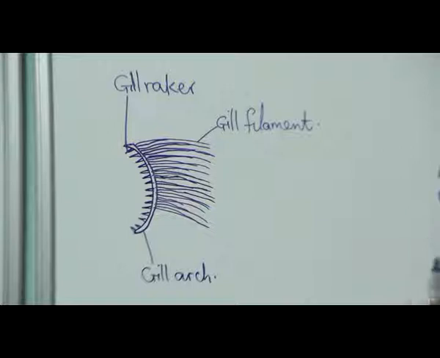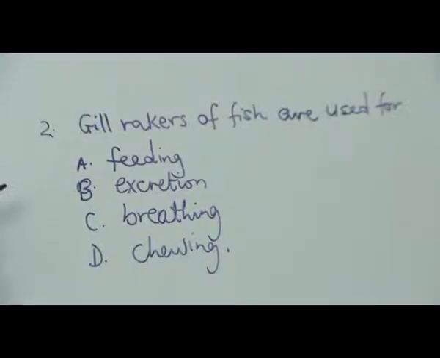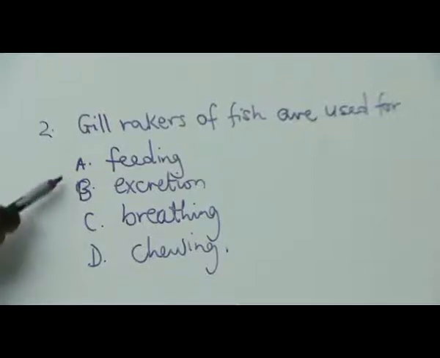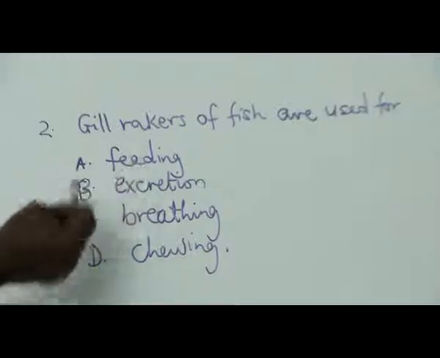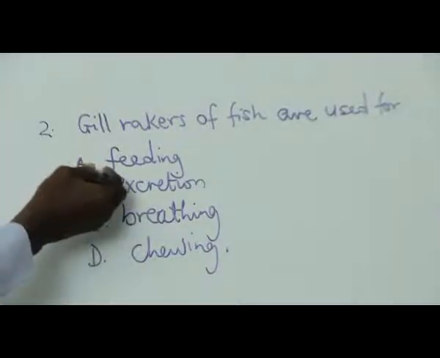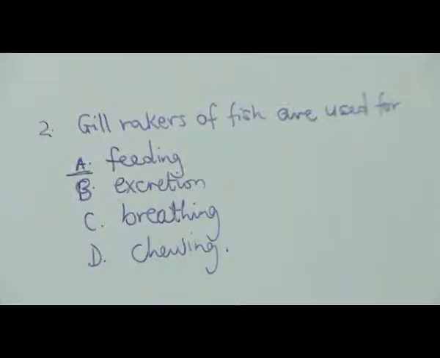But the gill rakers are used to filter food from the water that enters the mouth and the gills. So, let's answer the question now. It's very easy for us now to pick the answer to question 2. Gill rakers of fish are used for feeding because they are used to filter food from the water that swims around the gills. So our answer is A.